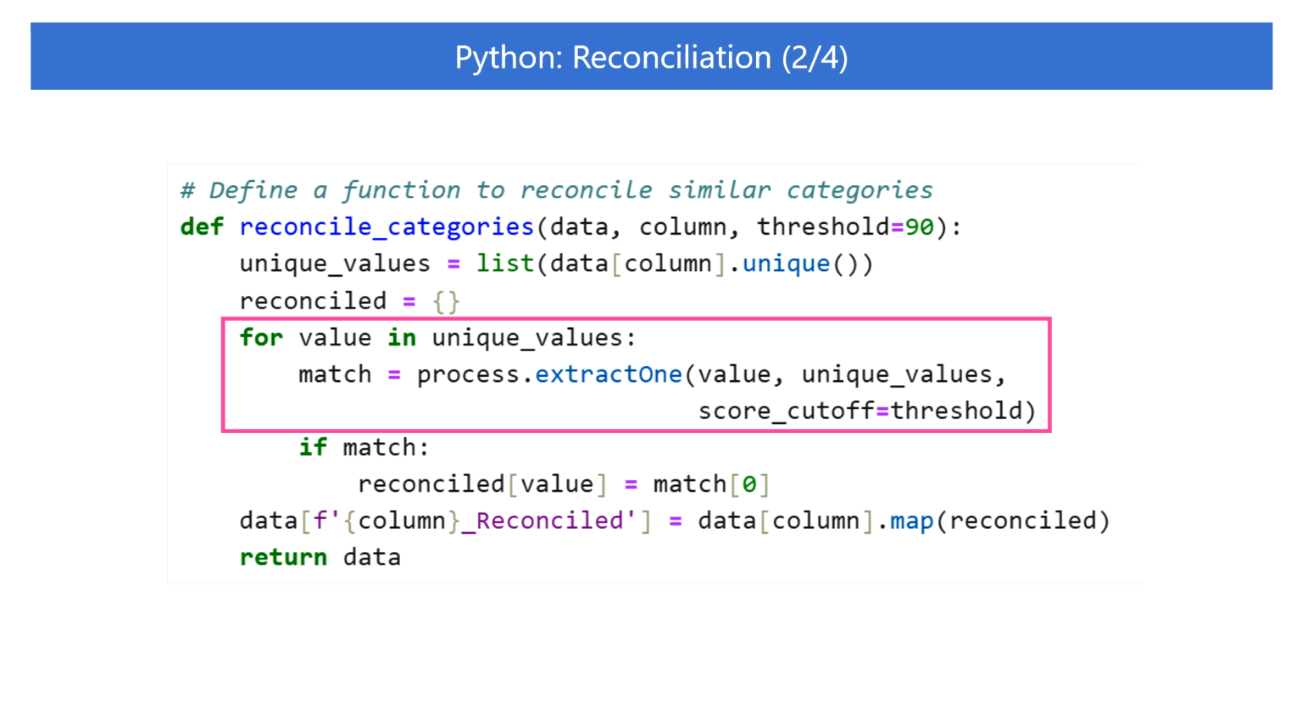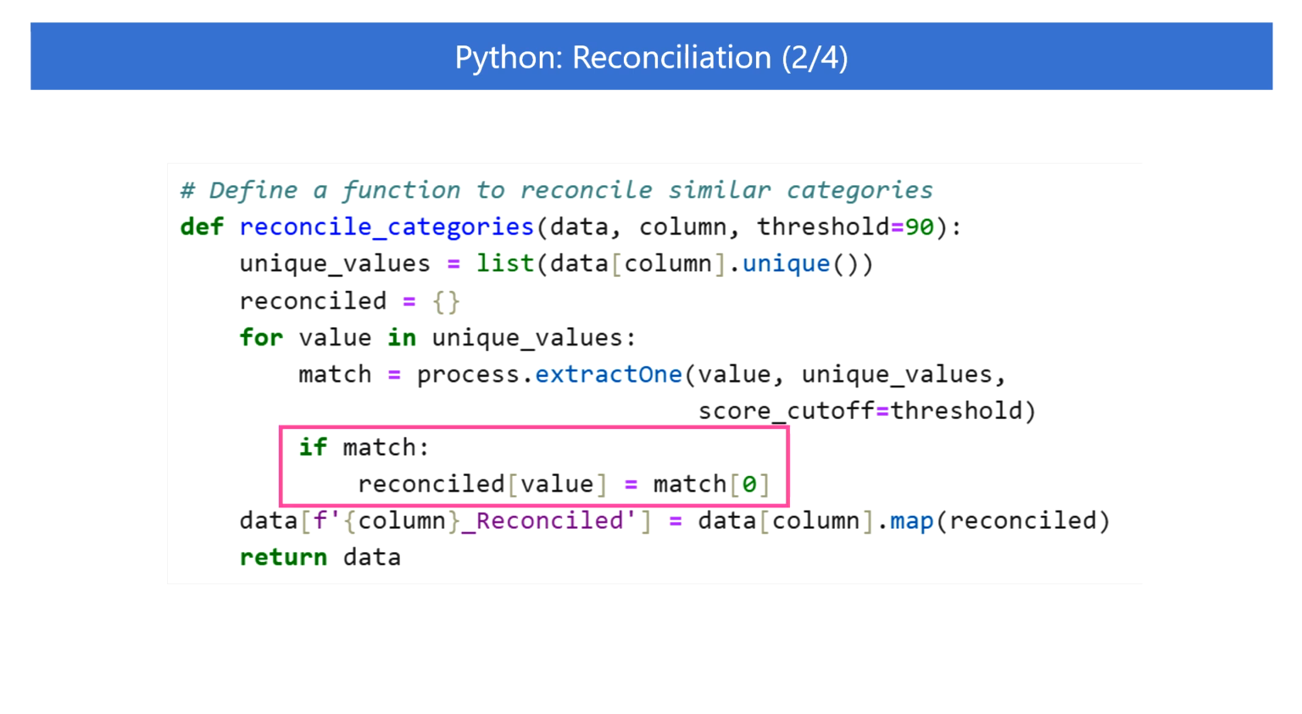For each value in unique_values, FuzzyWuzzy's extractOne method is used to find the best match among all unique values. The argument score_cutoff is set to threshold in order to ensure only matches with a similarity score greater than or equal to the threshold are considered. The next if statement updates the mapping dictionary. If a match is found, it updates the reconciled dictionary with the original value and its closest match.